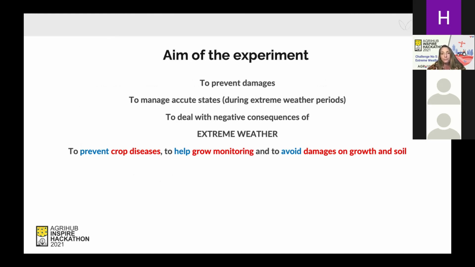weather actions, to deal with its negative consequences, not only for the crop production, but also economic consequences caused to the markets. And we would like to use more digital technologies to prevent crop diseases, to help growth monitoring, and to avoid at the end damages on growth and soil, and of course, in a consequence also to the economy.